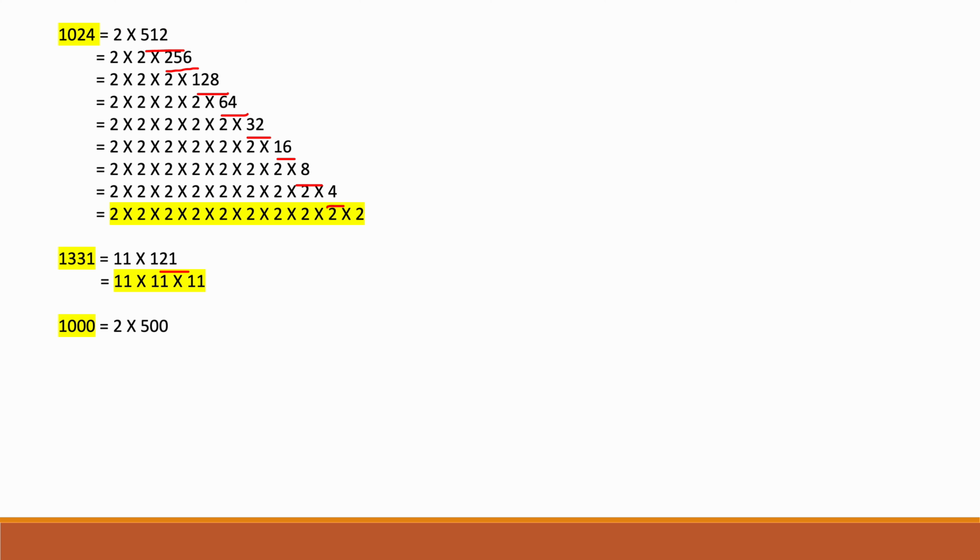Next number is 1000. This can be written as 2 into 500. So 500 can be again written as 2 into 250. So 250 can be written as 2 into 125. 125 can be written as 5 into 25. Then again 25 can be written as 5 into 5. So this is the prime factorization of 1000.